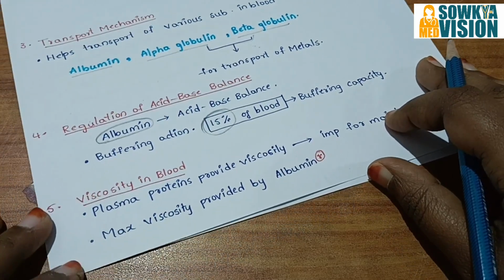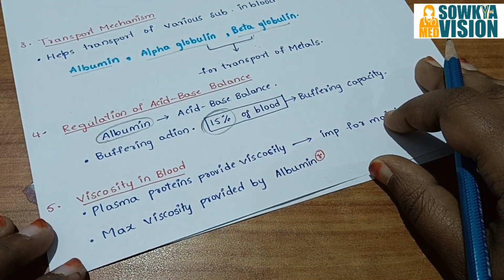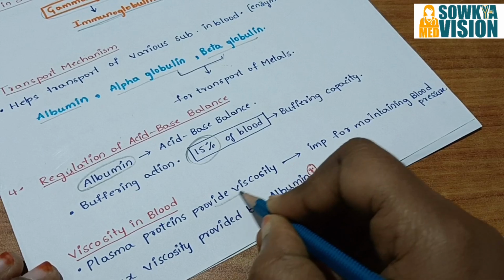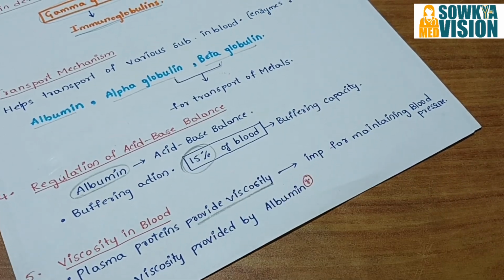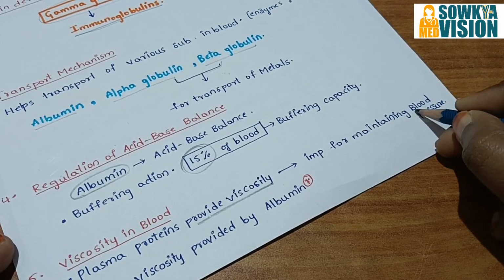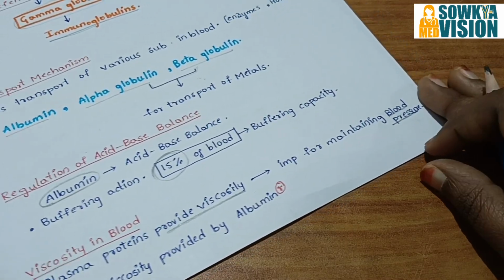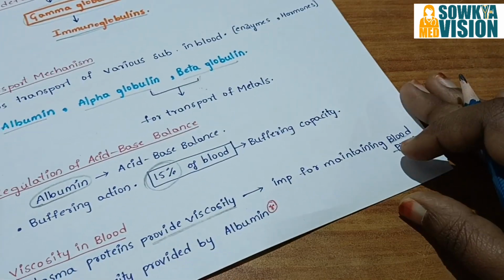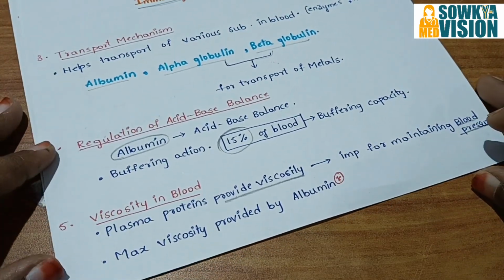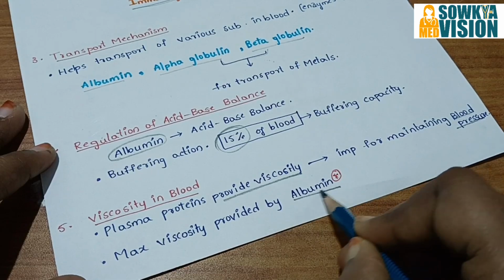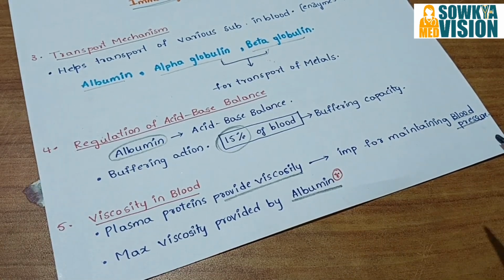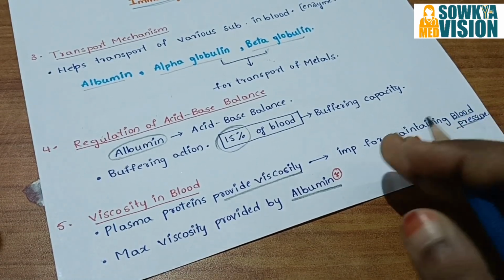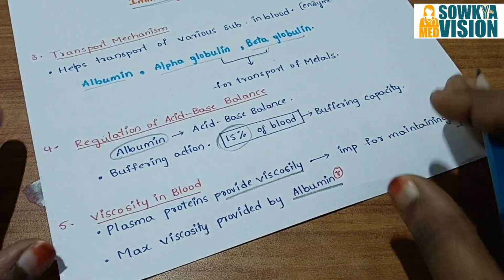Now let's see another function, viscosity of the blood. The plasma proteins provide viscosity, which is important for what? Maintaining blood pressure. The viscosity is important for the maintenance of blood pressure, and the maximum viscosity is provided by albumin. The acid base balance is also regulated especially by albumin.